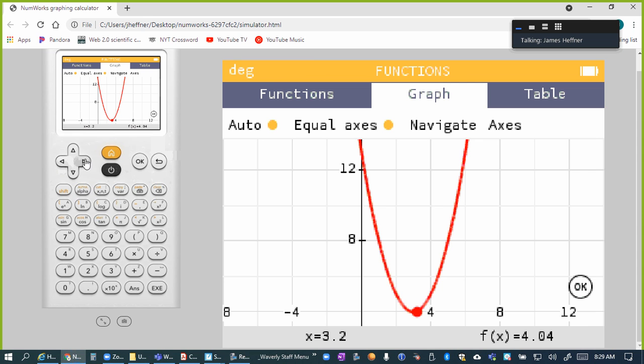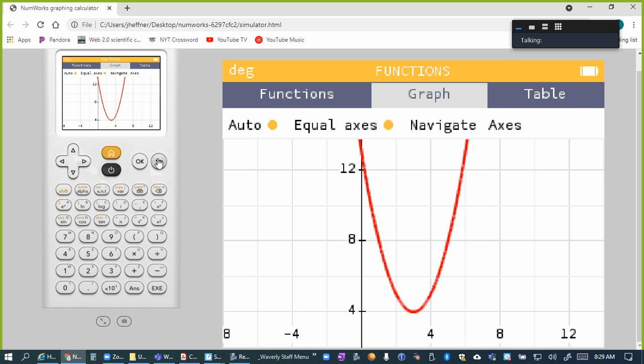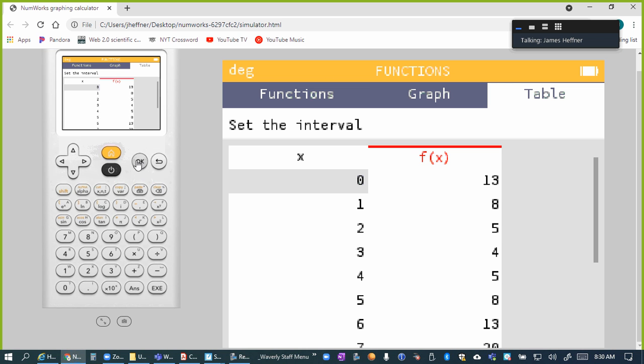Yeah, it's not hitting it, but this seems to be about 3, right? So we need some values on each side of 3. Okay, so I want to go back up top here. I need to hit this back out button and arrow over to table. Hit OK. So there's 3, right? I can adjust this table.